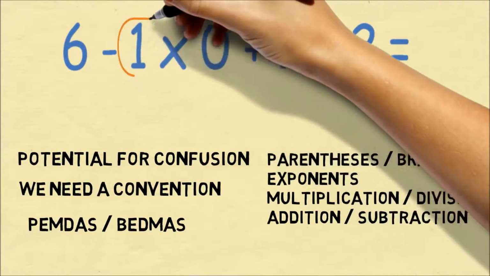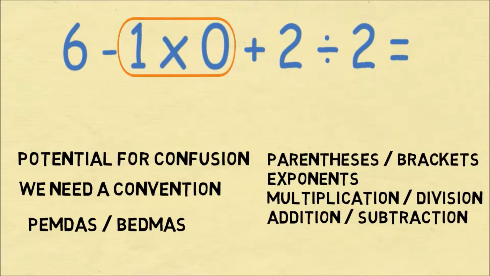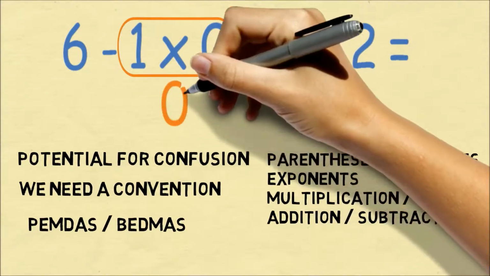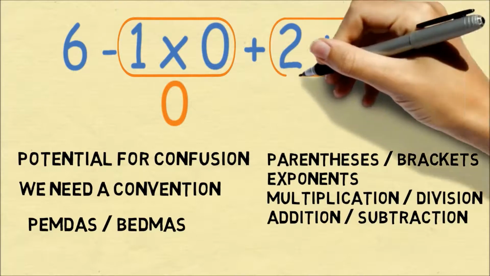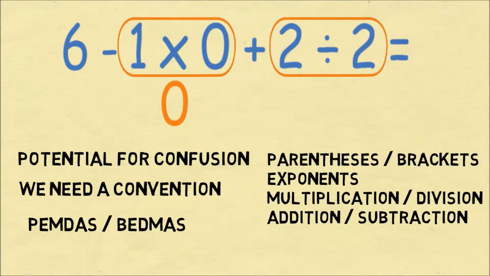So for our problem, there's a multiplication, 1 times 0, which needs to take precedence. That evaluates as 0. Then there's a division of 2 divided by 2. That evaluates into 1. And finally we go left to right. So 6 minus 0 plus 1 is equal to 7. So the correct answer to this expression is 7. And that's what we got in Wolfram Alpha and Google. And they got the correct answer because they do follow the order of operations.